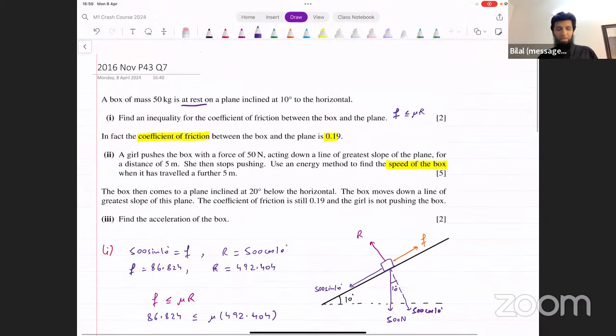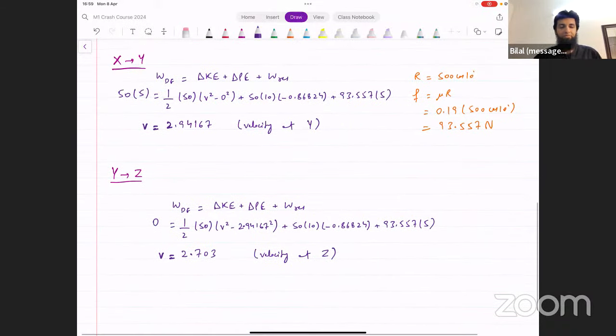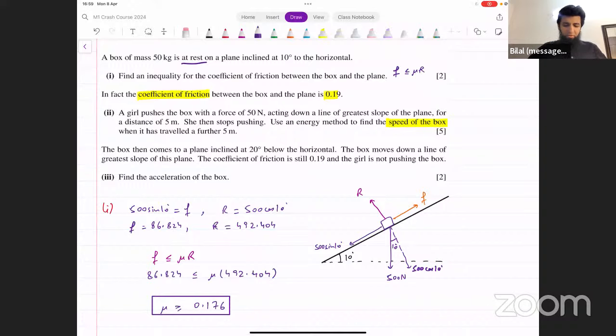Is that okay? So we had to apply the work energy principle twice here. All right, now it says the box then comes to a plane inclined at 20 degrees below the horizontal. The box moves down a line of greatest slope of this plane. The coefficient of friction is still 0.19 and the girl is not pushing the box. Find the acceleration of the box.